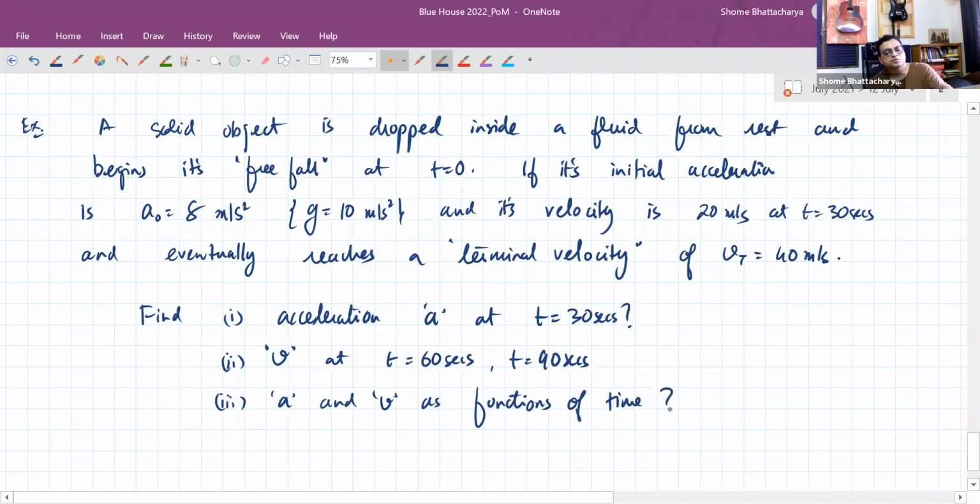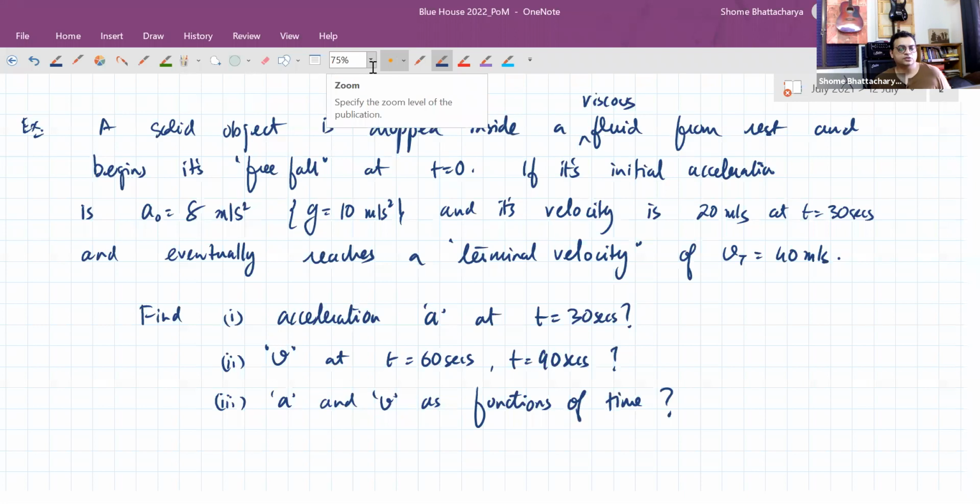Okay. So for all these parts, we don't even have to assume that it's a spherical body, but the fluid is viscous, of course. Otherwise, there's no question of terminal velocity. If the fluid did not have viscosity, then it would go on accelerating forever. So it would not reach a terminal velocity condition. Okay, so just try this out, people. We'll discuss in a moment.